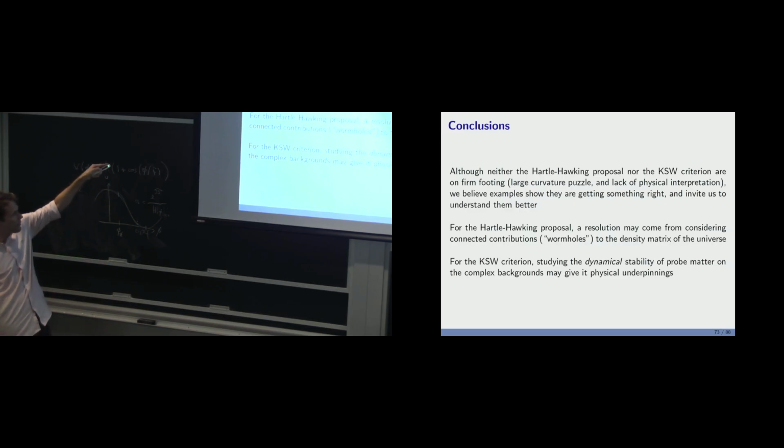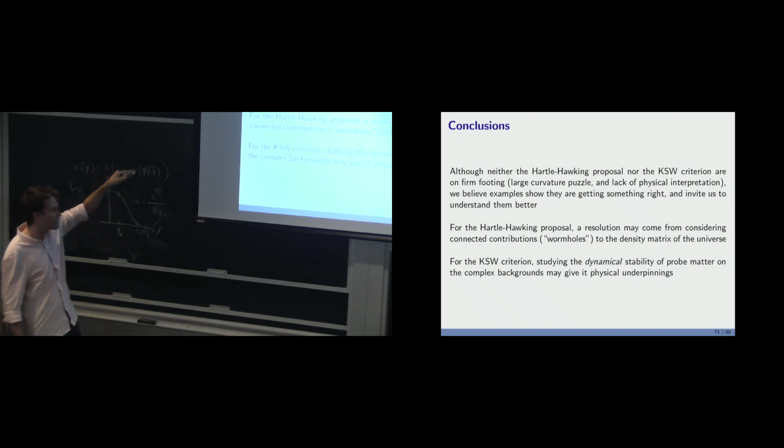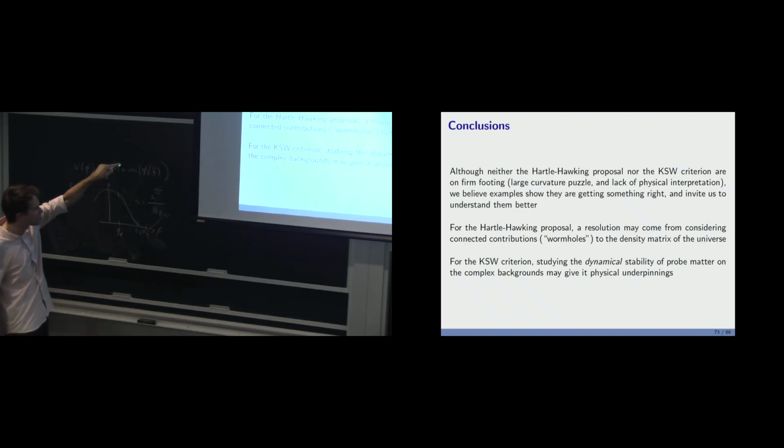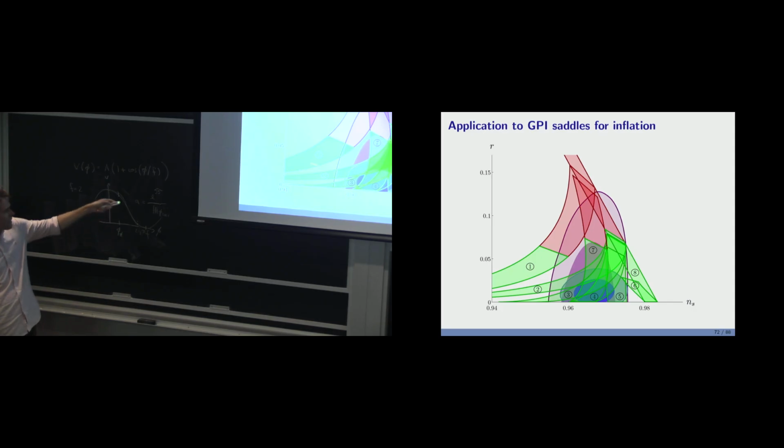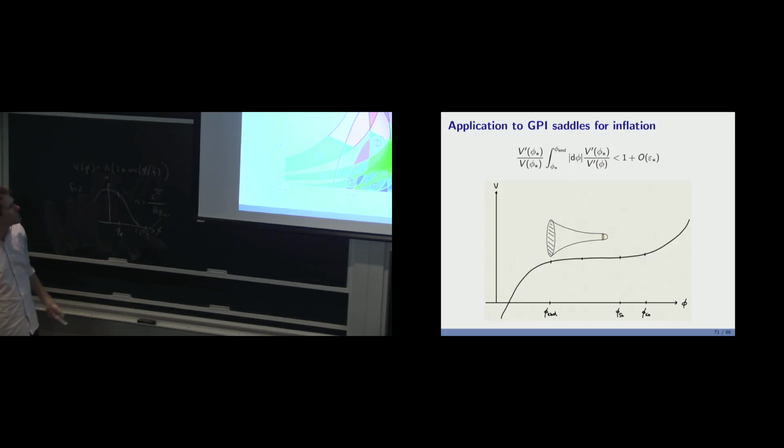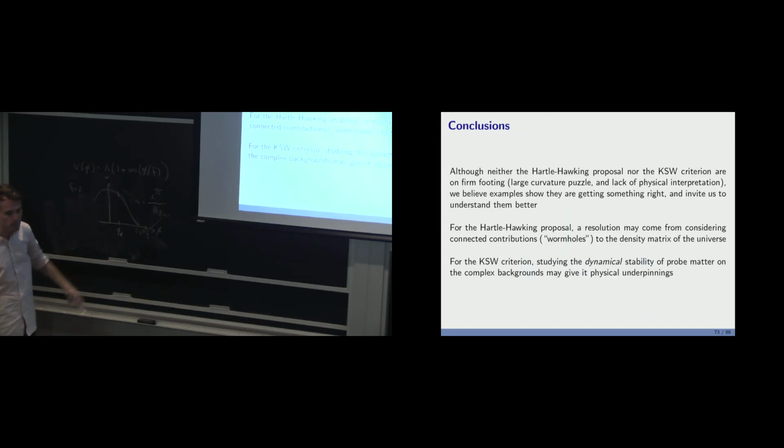However, when we compute the probability for the background, we're getting this curvature puzzle, which I didn't get into, but there are definitely some very puzzling things about it. There are also puzzling things about this criterion. On the other hand, there are some examples that show that it's getting something right. I think these things invite us to understand it better, because if you take them both seriously, that leads to something quite radical like this. I'm not going to claim that this predicts the smallness of R, but it shows that something interesting comes from these two things. And I think it's a motivation to understand both of them better, if they're getting something right.